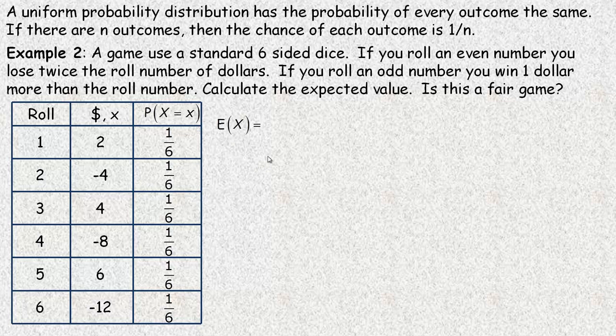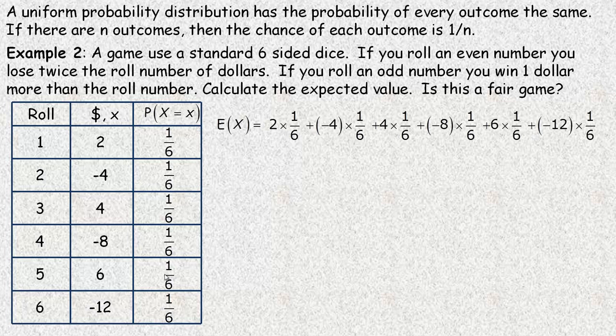To calculate the expected value, we take each of the outcomes, not the rolls, but each of the possible monetary outcomes here, and multiply them by 1/6. So 2 times 1/6 first, plus -4 times 1/6, plus 4 times 1/6, plus -8 times 1/6, plus 6 times 1/6, and the last one is when you lose $12 times 1/6. You don't want to roll a 6 when you're playing this game. That's how you lose the most money.